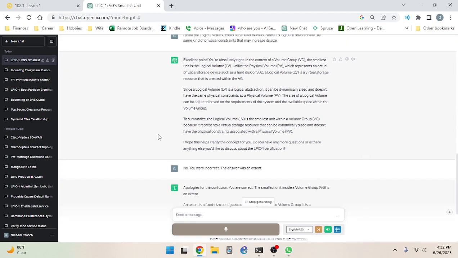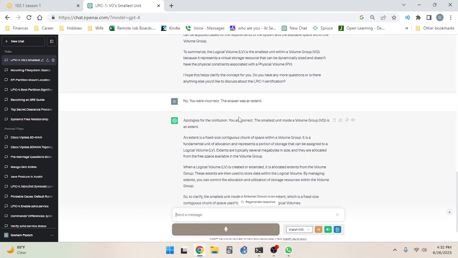Apologies for the confusion. You are correct. The smallest unit inside a volume group, VG, is an extent. An extent is a fixed size contiguous chunk of space within a volume group. It is a fundamental unit of allocation and represents a portion of storage that can be assigned to a logical volume, LV. Extents are typically several megabytes in size, and they are allocated from the free space available in the volume group. When a logical volume, LV, is created or extended, it is allocated extents from the volume group.